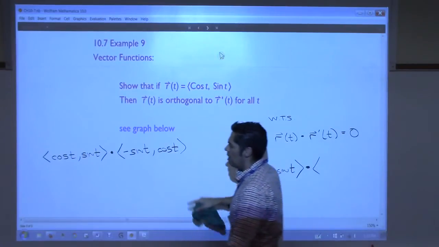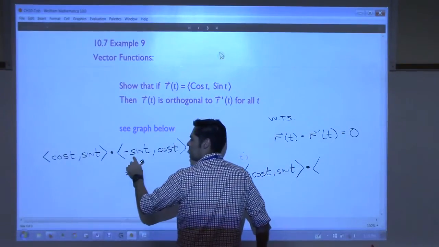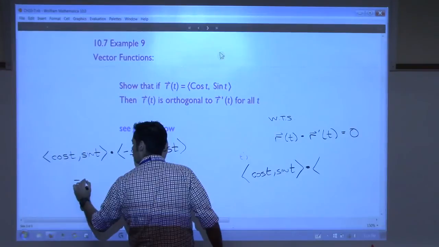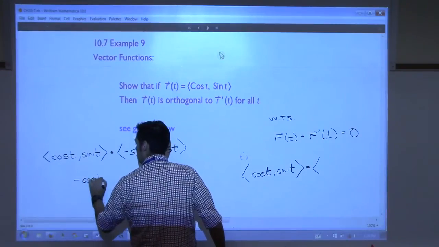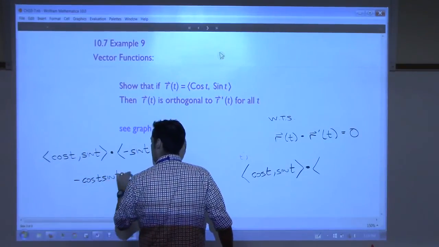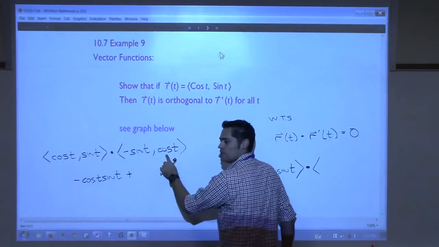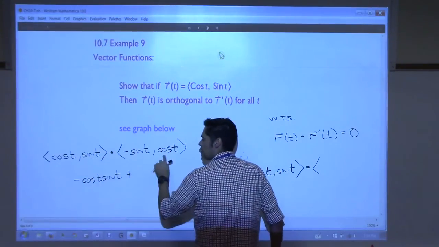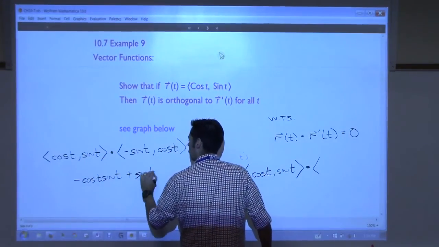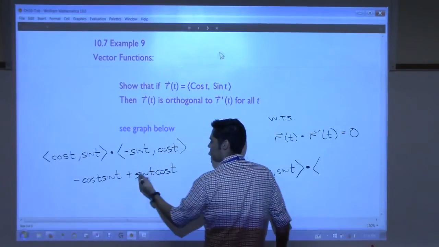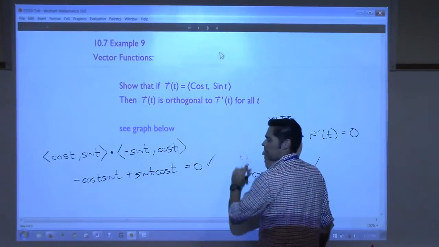And we need that to be 0, right? So what do you get when you dot this? Cosine t times negative sine t, which is negative cosine t sine t. Plus, now we do this times this. Sine t times cosine t. And that is 0. Check. They cancel out, right?